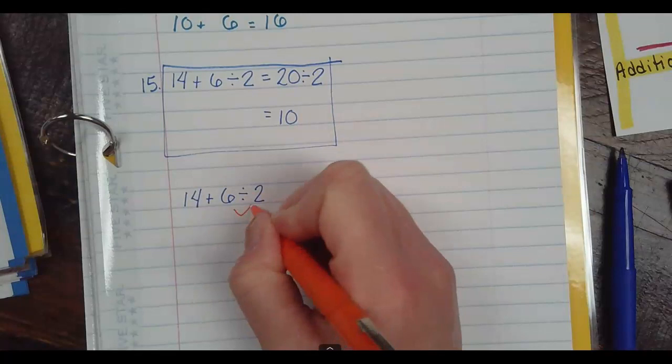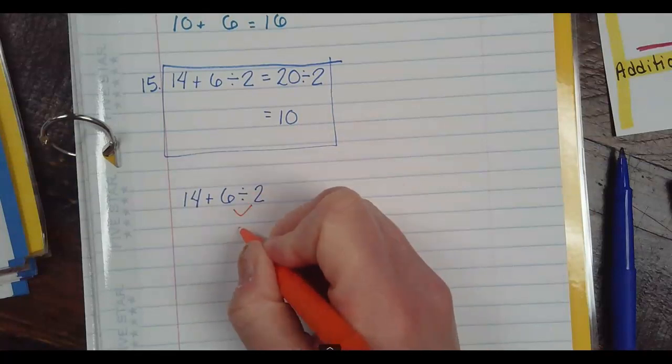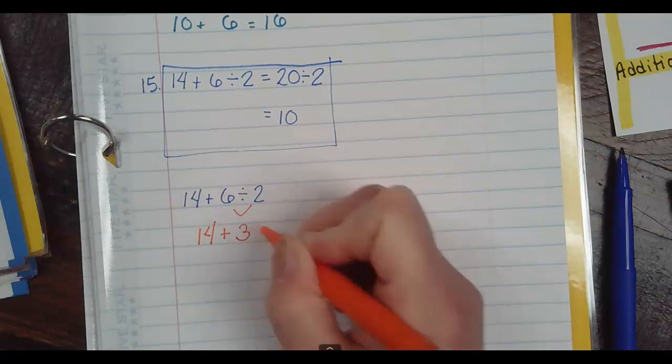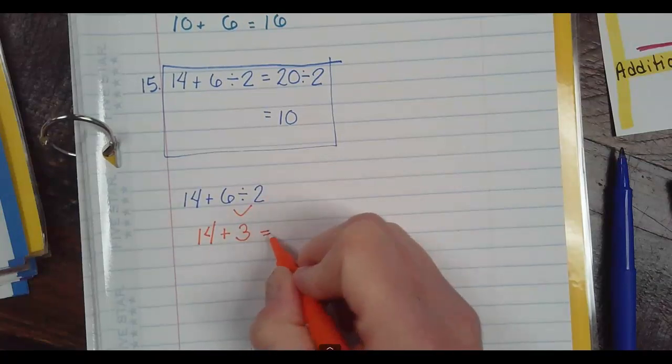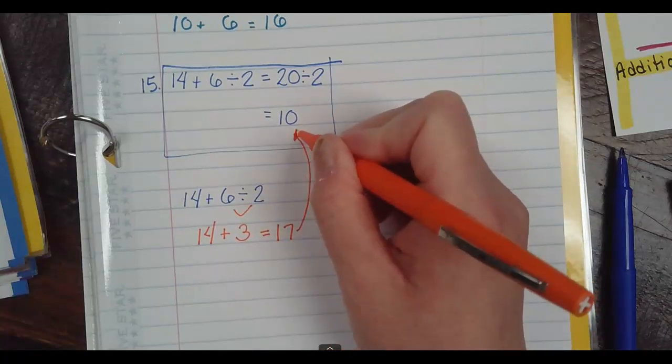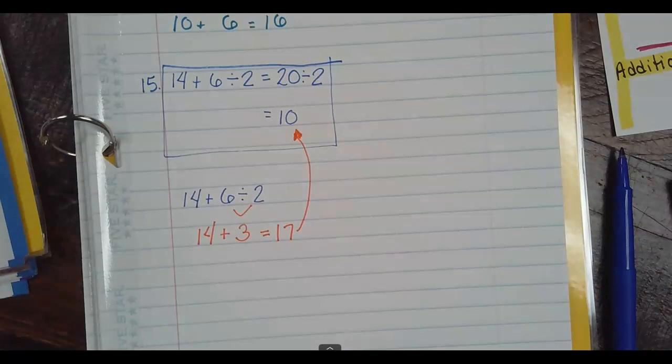So 6 divided by 2 is what? 3. And then I have to add my 14. 14 plus 3 is? 17. Is 17 the same answer as 10? No. So was Newton right? No. Why was Newton wrong?